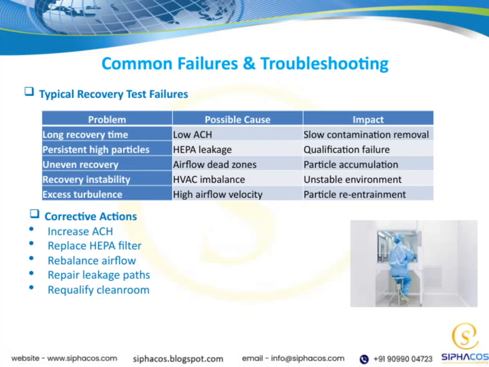When cleanroom recovery tests don't go as planned, we need to dig into corrective actions. Increasing air changes per hour helps speed up contamination removal. Replacing HEPA filters fixes leaks that can cause persistent high particle counts. Rebalancing airflow and repairing leakage paths tackle uneven recovery and instability. Finally, requalifying the cleanroom confirms everything's back on track. This slide breaks down common problems, their causes, and impacts, giving us a clear roadmap for troubleshooting typical recovery test failures.